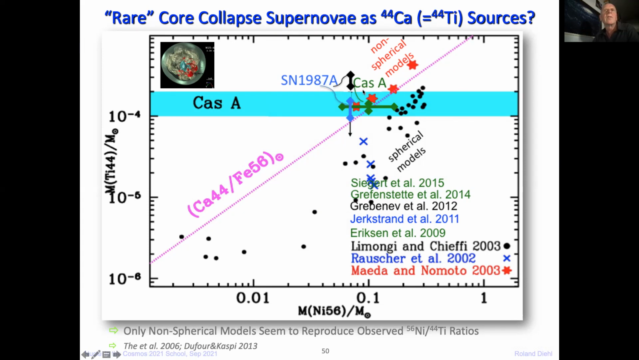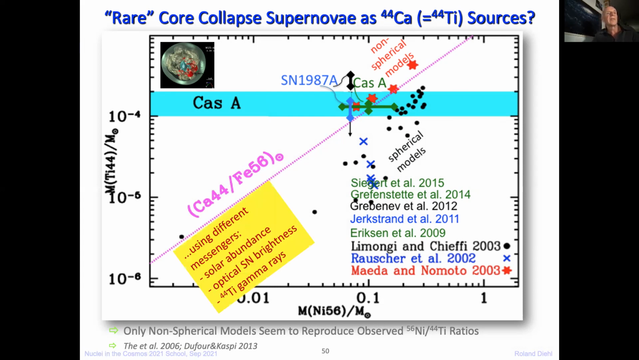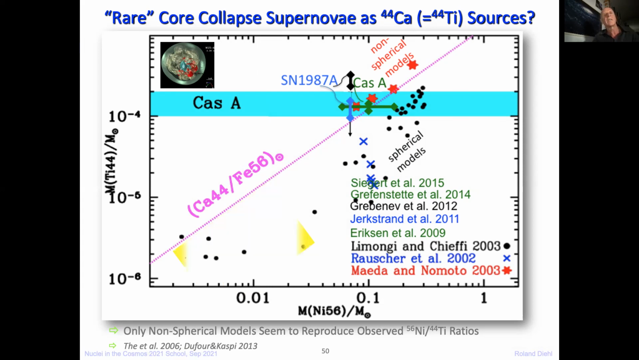And so only from those two objects, we already learn that it needs asymmetry to create what we are seeing. So a non-spherically symmetric explosion seems to be rather a standard. And that uses different messengers. It uses solar abundances, it uses optical supernova brightness and gamma rays. So again, this analysis is a multi-messenger analysis.